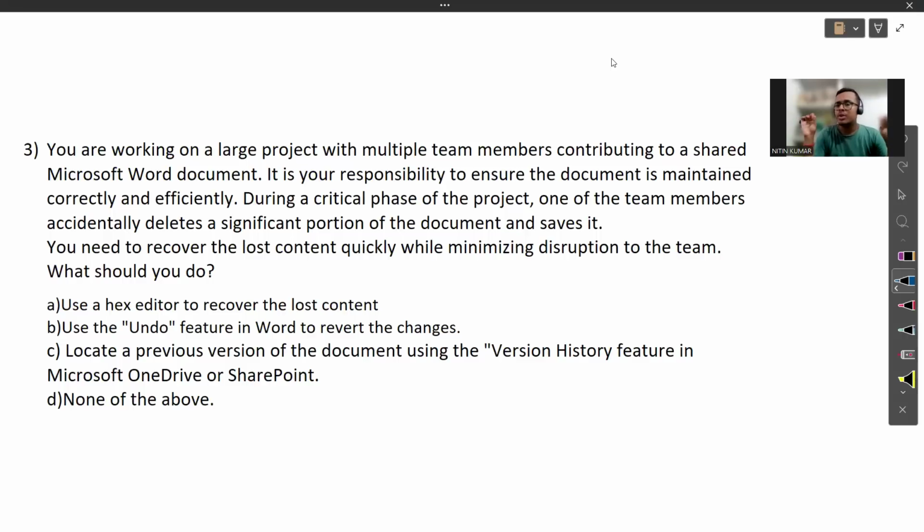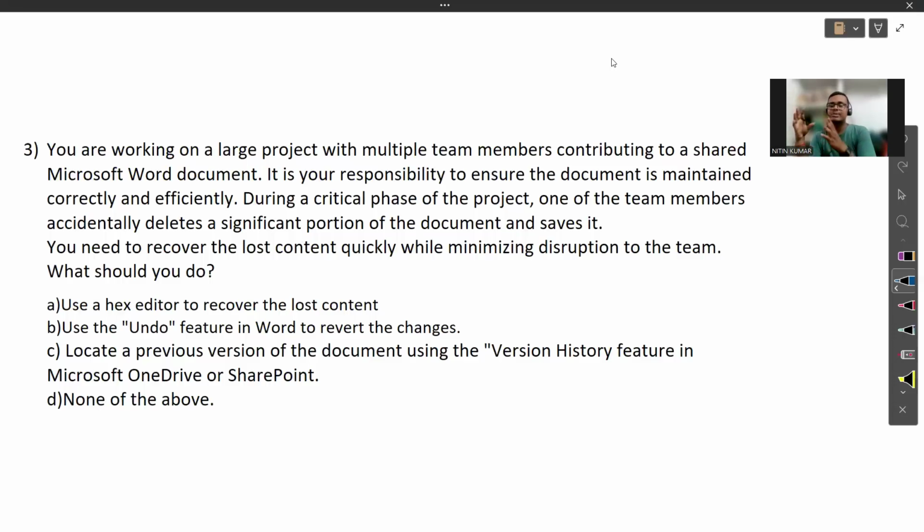My role is to make sure that every document which is shared among all of them is maintained correctly and efficiently, so that no mistake made by anyone could affect the other ends or the project. So my task is simply to maintain that shared document correctly and efficiently. Now, the condition arises like this: during a critical phase of the project, one of the team members accidentally deletes a significant portion of the document and saves it.